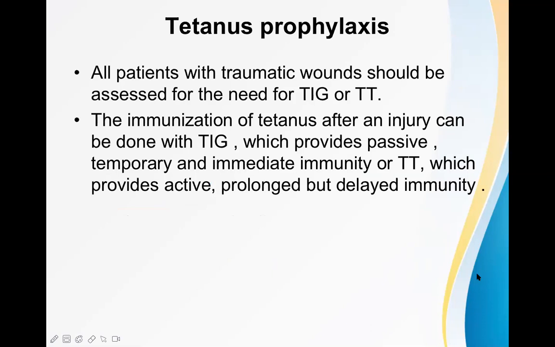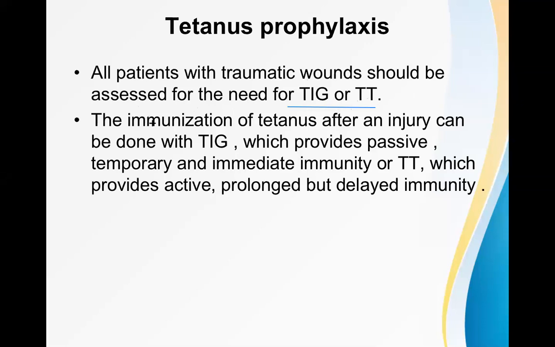Now, what is tetanus prophylaxis? All patients with a traumatic wound should be assessed for the need for TIG or TT. This is tetanus immunoglobulin, a passive type of immunization, and TT is tetanus toxoid, the active one. So they should be assessed for the need for TIG or TT. What is that need? Do they need it or not? So we need to be quite sure about it first.